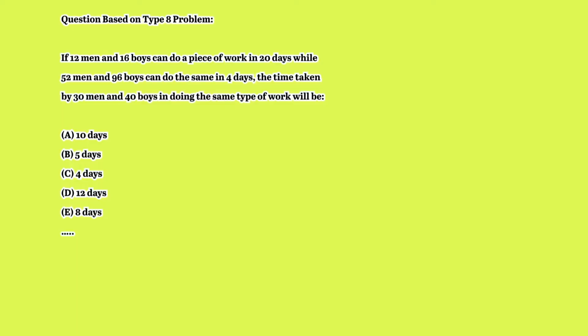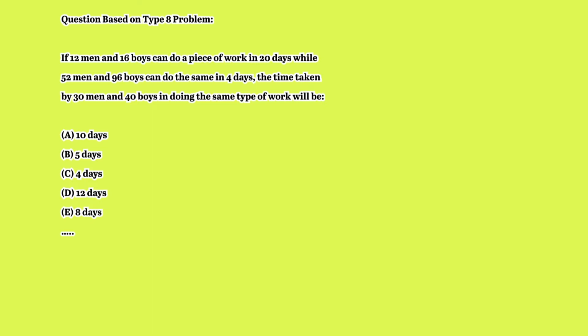So if you are using these steps, this question looks like a lengthy question, but we can easily solve it quickly with the quick steps and get the answer quickly. Let's solve one question to understand this better. If 12 men and 16 boys can do a piece of work in 20 days, while 52 men and 96 boys can do the same work in 4 days, then the time taken by 30 men and 40 boys in doing the same work will be what?